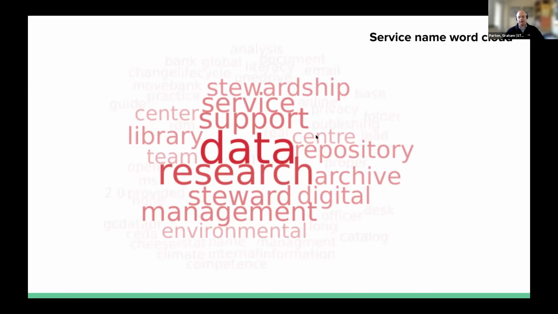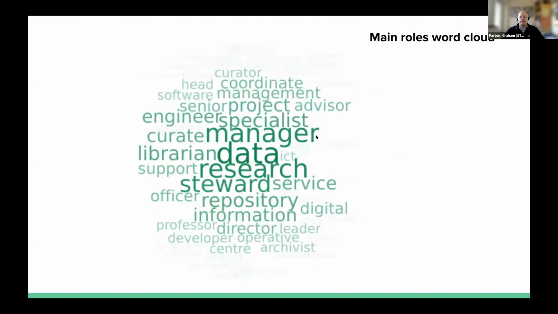So this one is a word cloud around the different service names. We can see very common ones there: data, research, stewardship, management, repository, and so on and so forth. And then we've also got another free text field, which is around the main roles which people ascribe to their service. So we see very familiar terms: manager, curation, librarian, data, research, stewardship, repository, information, digital, very common terms that we'd expect to see.